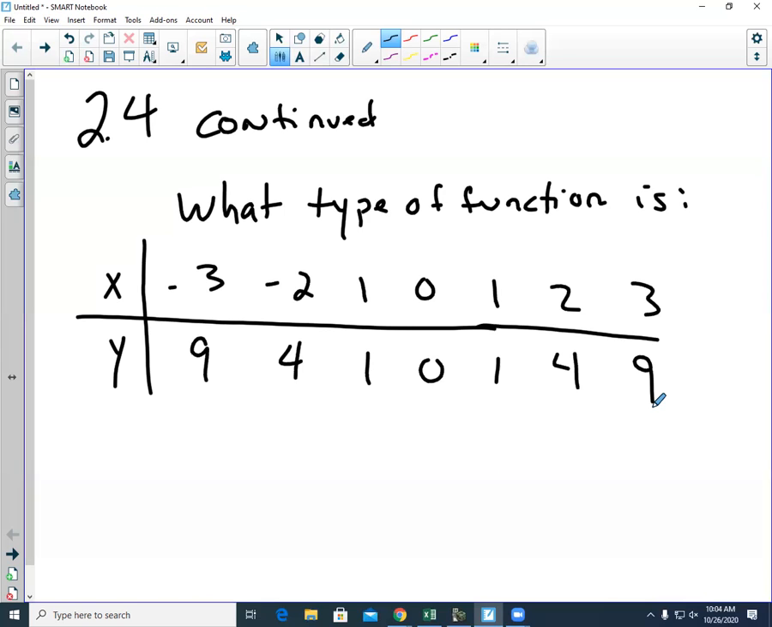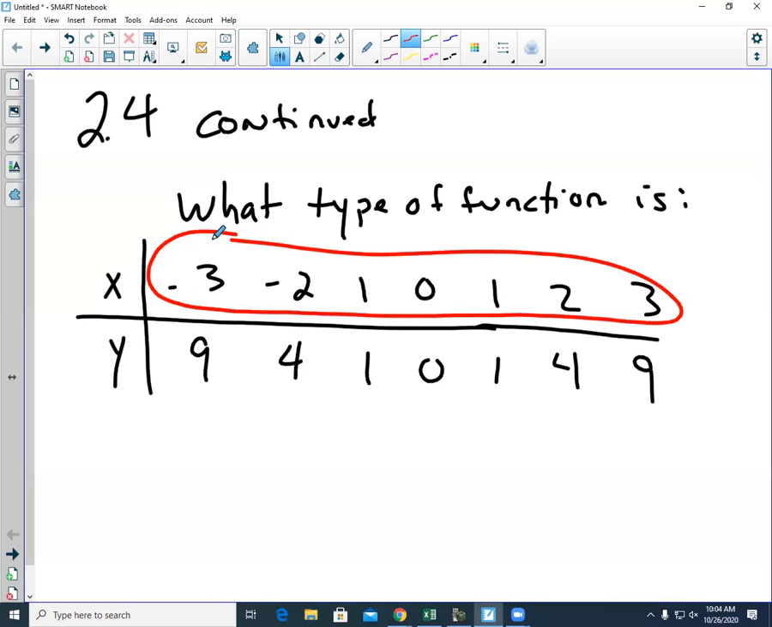The first thing you need to do is check up here and make sure that the x values are all increasing by a consistent value. Everything that I'm going to give you is going to be increasing by 1. So when I give you a question like this on a test, it would be increasing by 1 at a time, okay? That's what you have to pay attention to first.